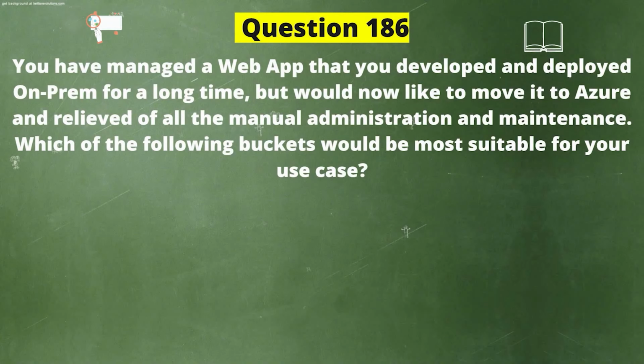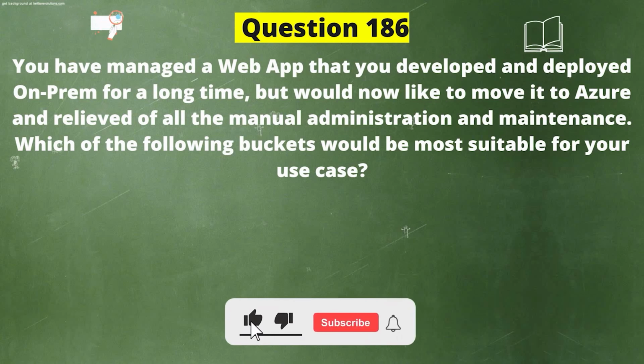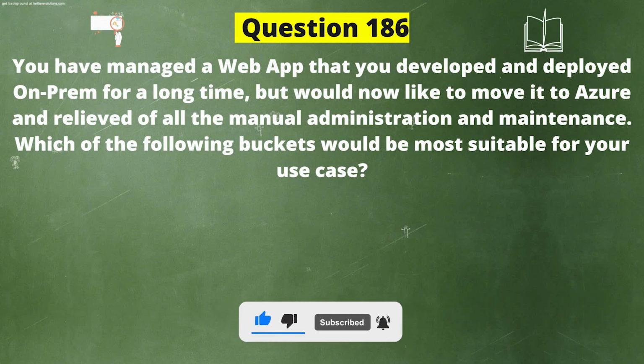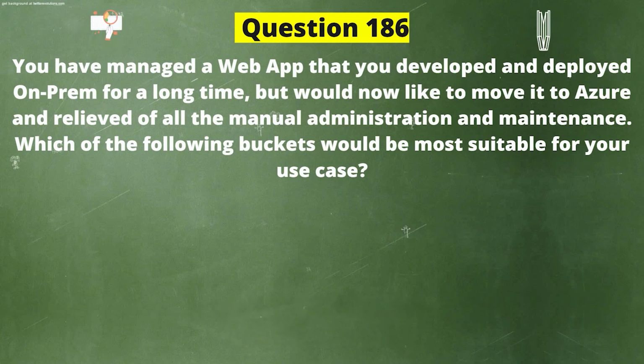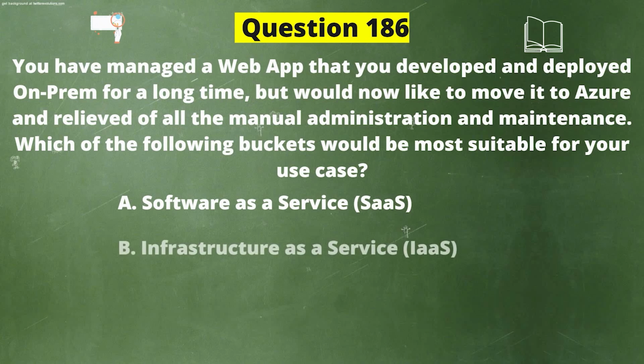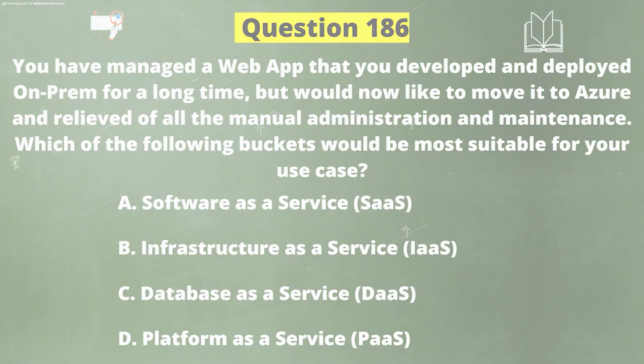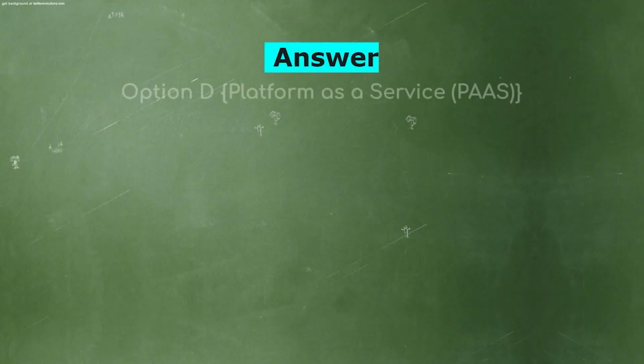Next question. You have managed a web app that you developed and deployed on-prem for a long time, but would now like to move it to Azure and be relieved of all the manual administration and maintenance. Which of the following buckets would be most suitable for your use case? The options are A. Software as a service, B. Infrastructure as a service, C. Database as a service, D. Platform as a service. And the correct answer is option D.